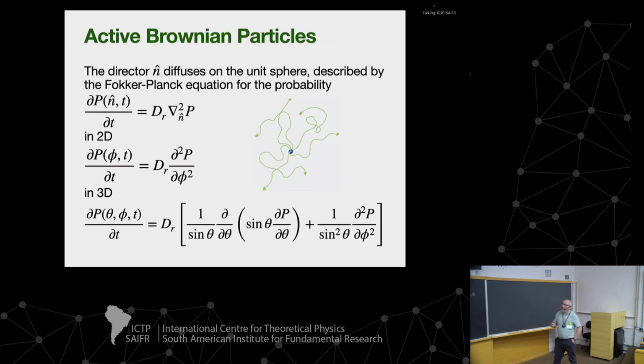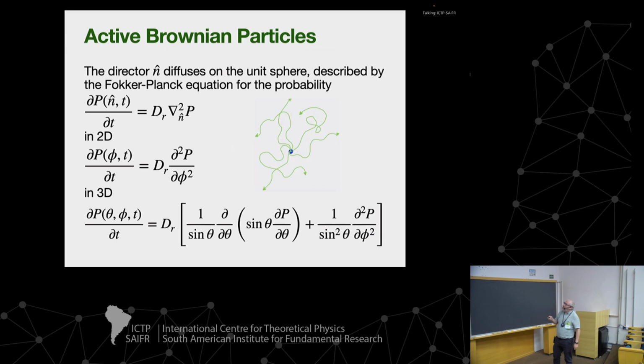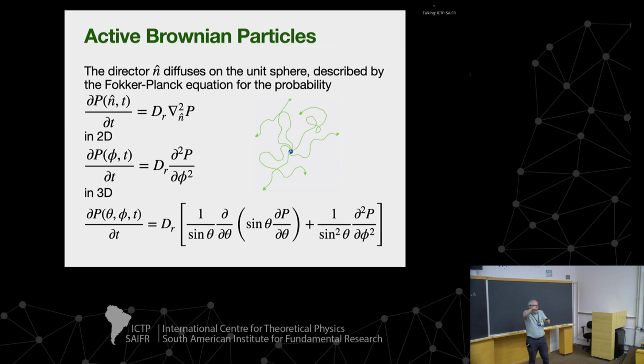So the first idea that we have is to model that, saying that the director is going to diffuse on the unit sphere. In 3D it is going to diffuse on the unit sphere. In 2D it is going to diffuse on the unit circle. And it's the same director that Julia was talking about before.